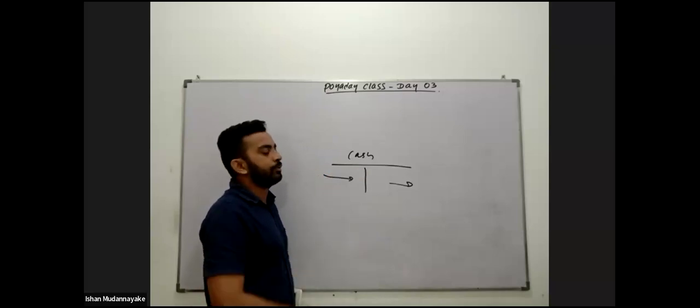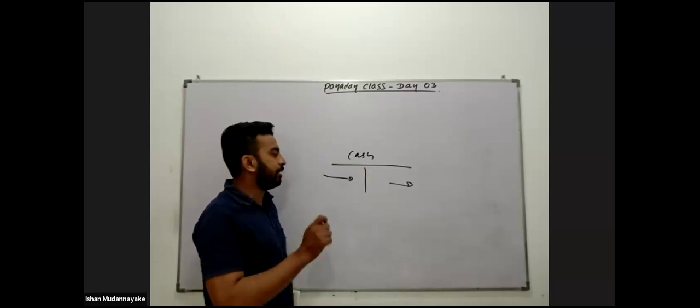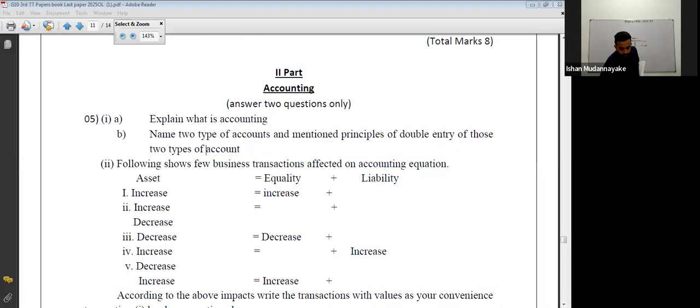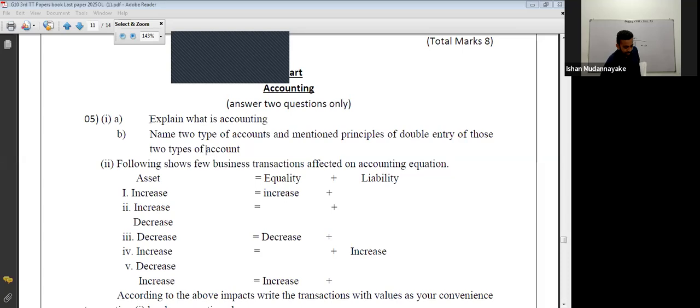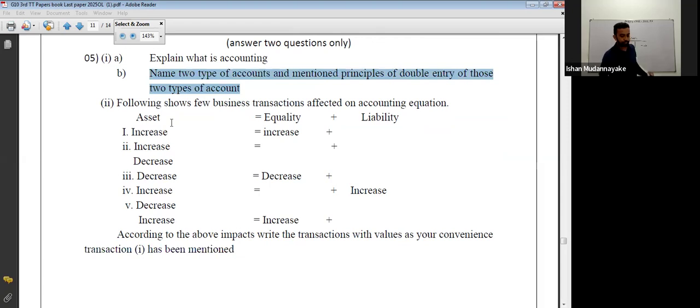Try to get the idea to the cash flow. Students, look at the next question. Roman number 1A is done. Roman number 1B is done. Look at the Roman number 2.